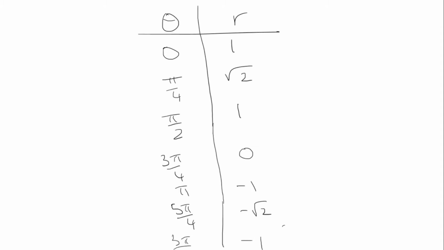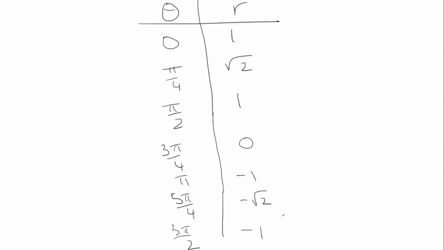Okay, so we're going to graph this now. Okay, so when theta is 0, r is 1, so that's going to be over here. Theta is pi over 4, we get root 2. When theta is pi over 2, we get 1.